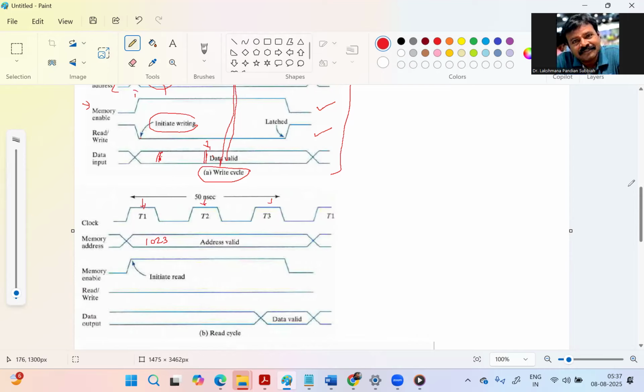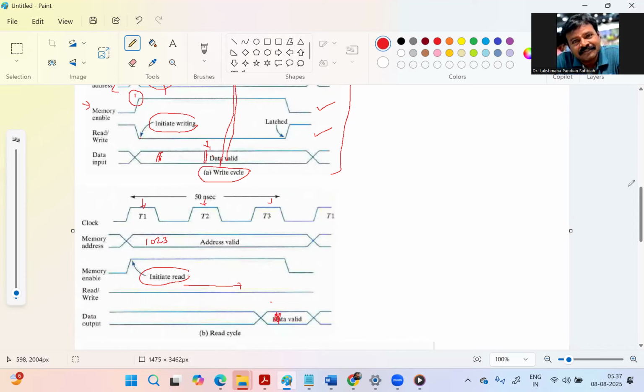In the same way, we enable the memory by making the memory enable line high, and initiate the reading. Now that we are ready to read, we read the data. Reading takes time, so you have to wait until valid data is placed on the data line.